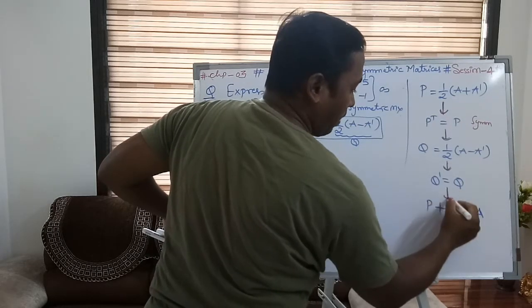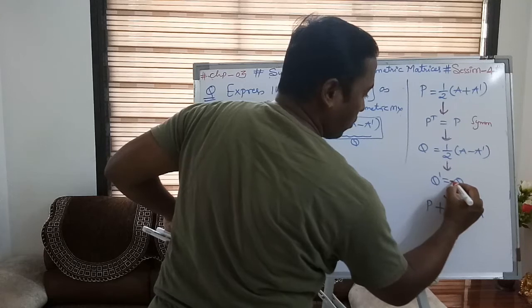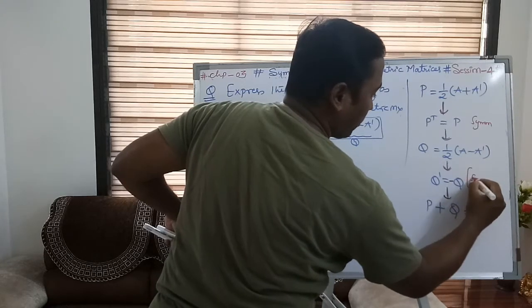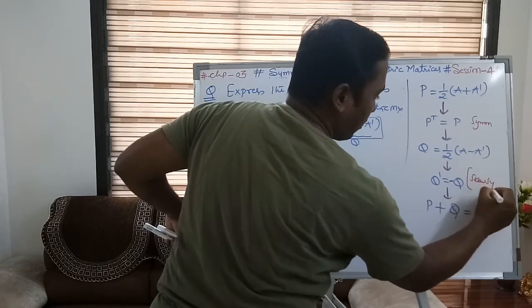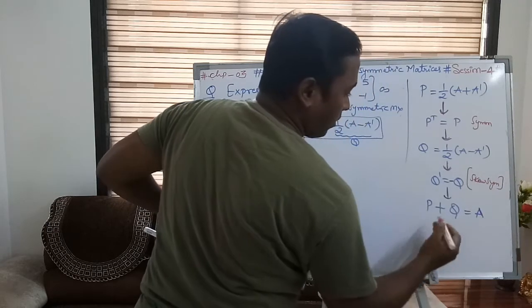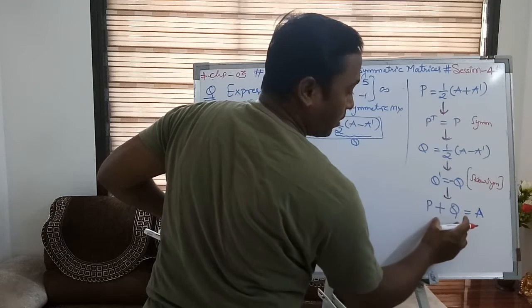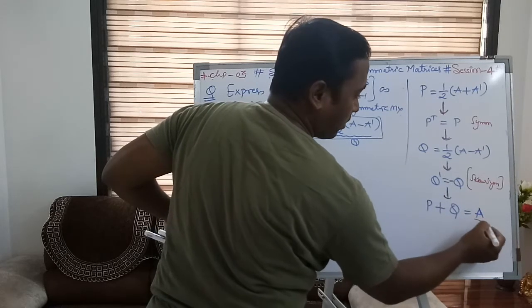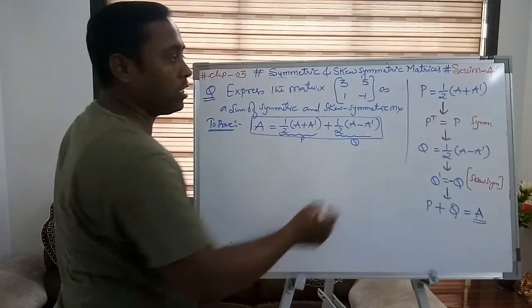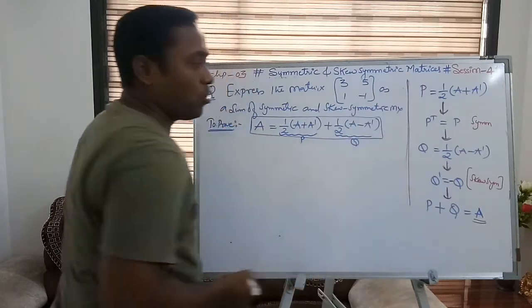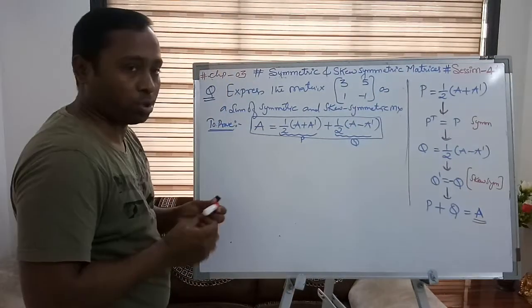Then I will take Q, where I will prove Q dash is equal to minus Q, so we can say it is skew symmetric. Then I will add the symmetric and skew symmetric parts, that is P plus Q. If I am able to get A, it means the question is derived. So remember this. Now we'll take the question.